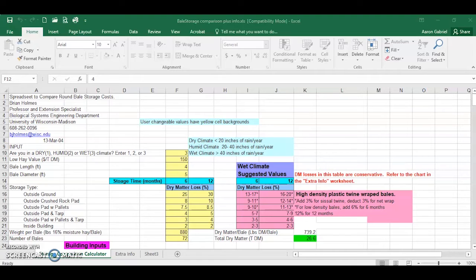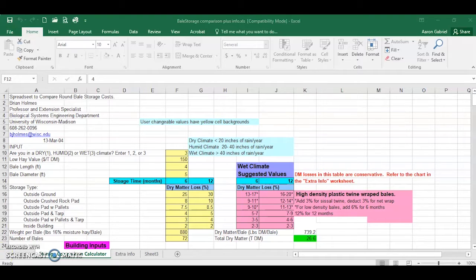In this video, I would like to show you how to use a spreadsheet to compare bale storage costs. It was developed by Brian Holmes from the University of Wisconsin, and Brian is now retired. So it's important to include your costs for storing dry hay because part of it is not only the cost of the infrastructure to store it, but also the loss in dry matter depending on the type of storage you use.